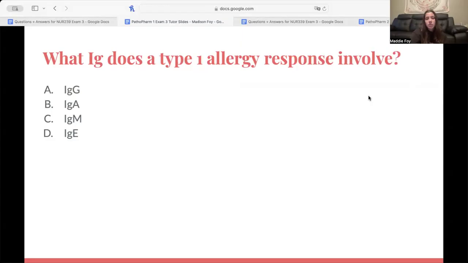So here's another question for us. What immunoglobulin does a type 1 allergy response involve? Yeah, you guys are all correct. That is D, IgE. Good job.